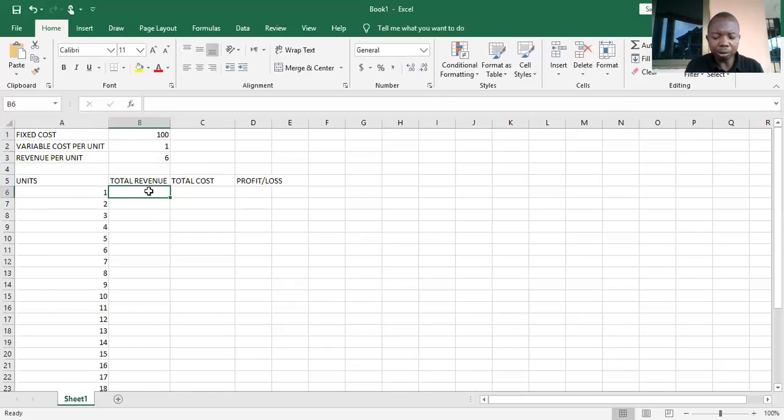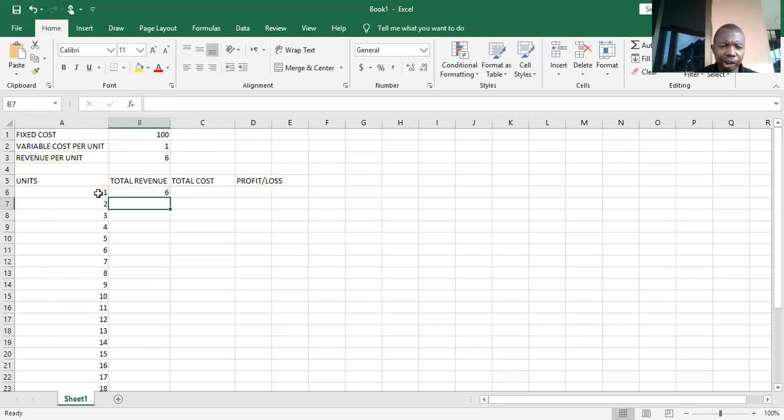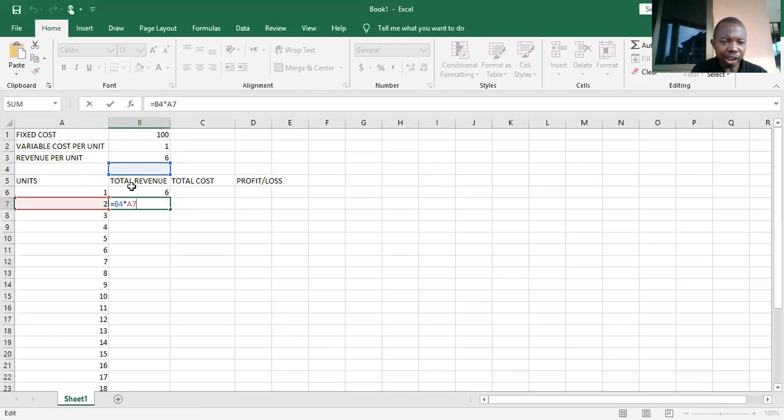So if you decide to make it B3 multiplied by the unit, which is where we had the first one at A6, and you accept this, see, when you multiply the 6 revenue per unit by the unit 1, it gives us 6, right? If you drag it, what do you get? 0, because this time it is no more B3, it has changed to B4, okay?